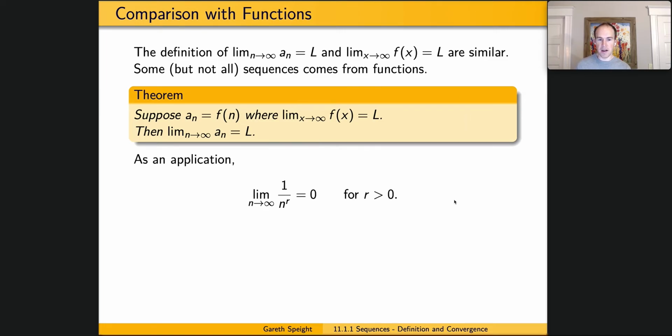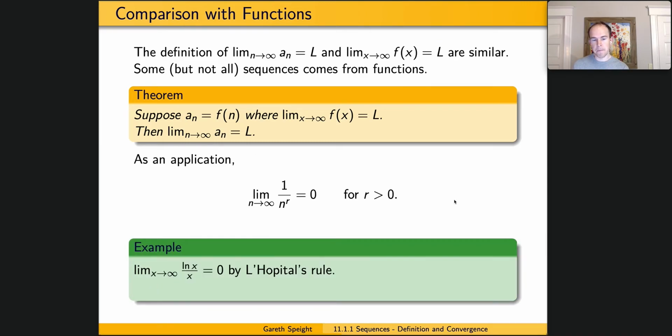So here's an application. The limit of 1 over n to any positive power is equal to 0, because the same thing is true for functions, and we've already seen that before in Calculus 1. For instance, 1 over x goes to 0 as x goes to infinity, so 1 over n goes to 0 as n goes to infinity. Or 1 over x squared goes to 0 as x goes to infinity, so 1 over n squared goes to 0 as n goes to infinity.